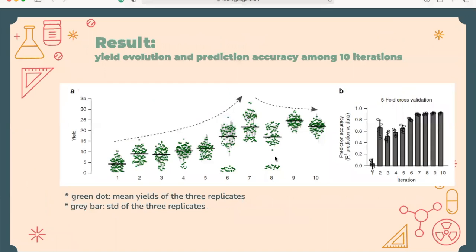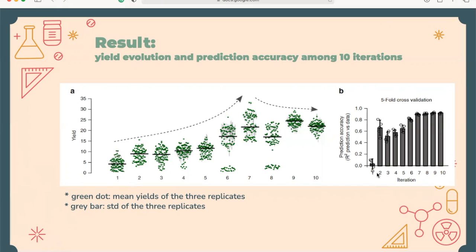Now let's look into some results. The first result is related to the yield evolution and prediction accuracy across 10 iterations. Here in figure A, each column represents the result from 1 iteration. The green dot represents the mean yield of the 3 replicates, and the little gray bar represents the standard deviation of the 3 replicates. As we see, in the first iteration, they already achieved a 10-fold improvement of yield.